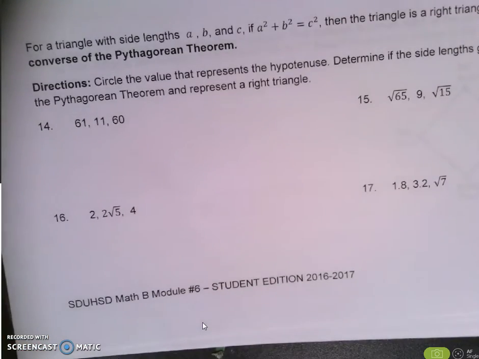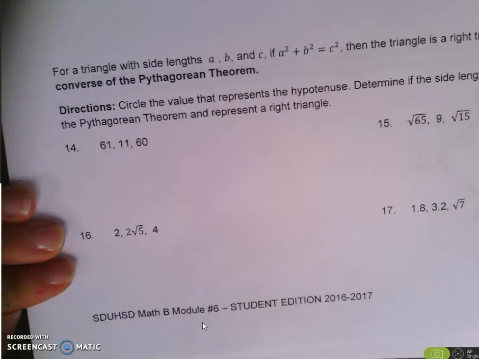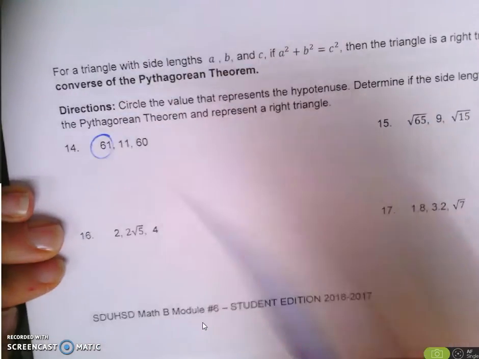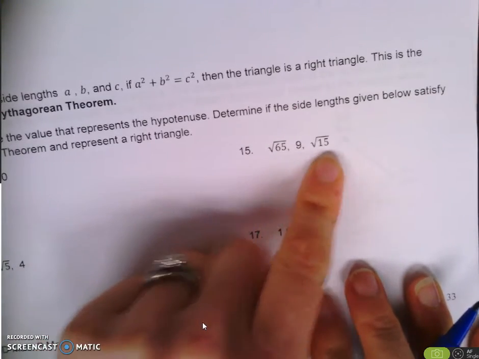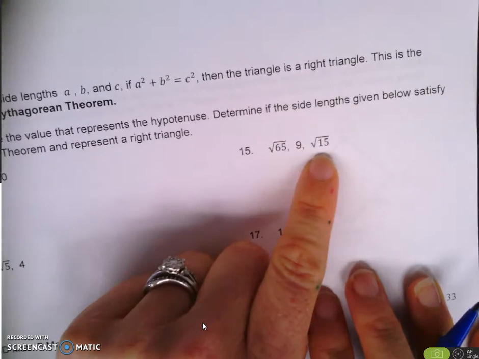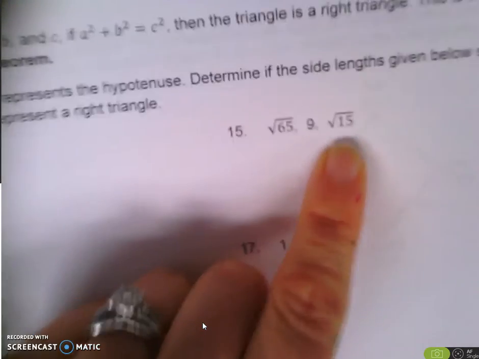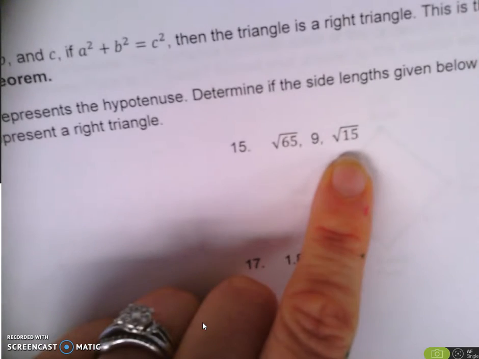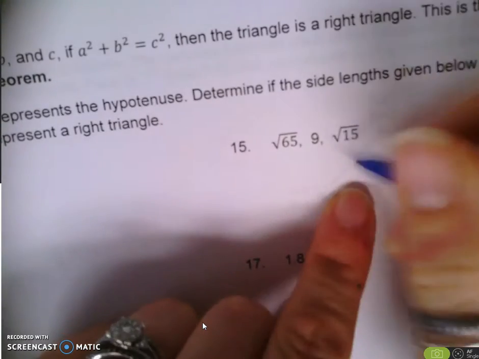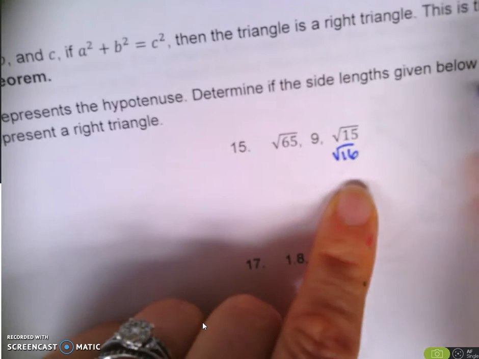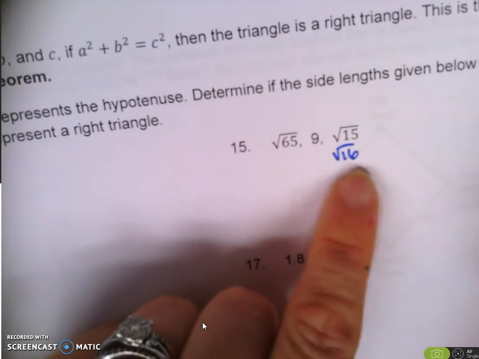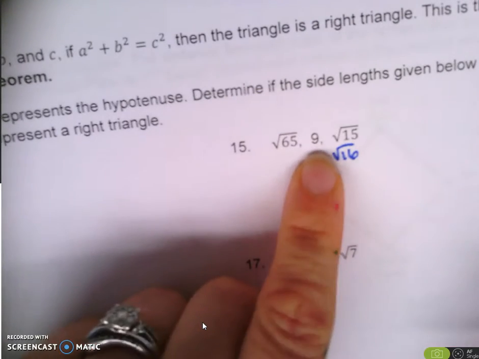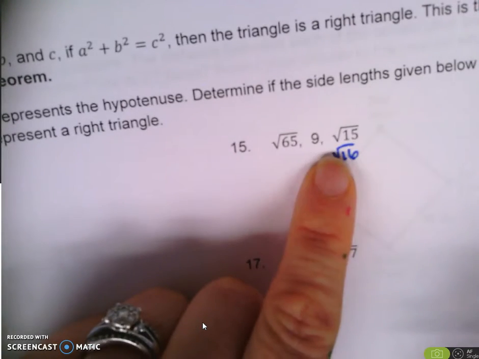So taking a look at 14, what side length is the hypotenuse? 61, 11, or 60? You're right, it's 61. Moving on to 15, what's bigger, 9 or radical 15? Radical 15 is really close to radical... What's the perfect square closest to 15? 16. And radical 16 is 4. So what's bigger, 9 or something really close to radical 16, which is 4? 9 is bigger.